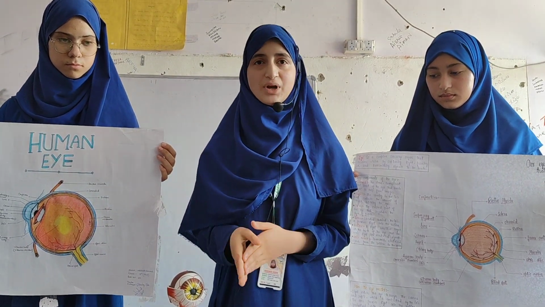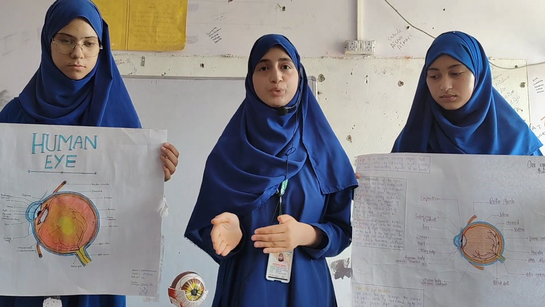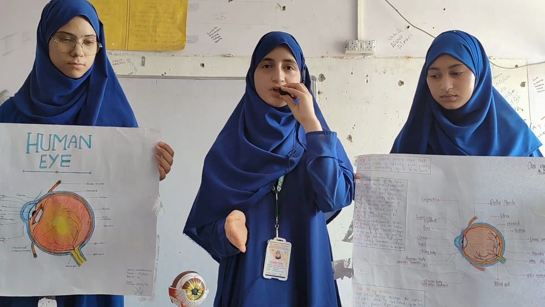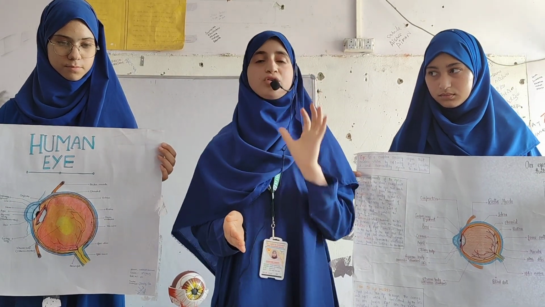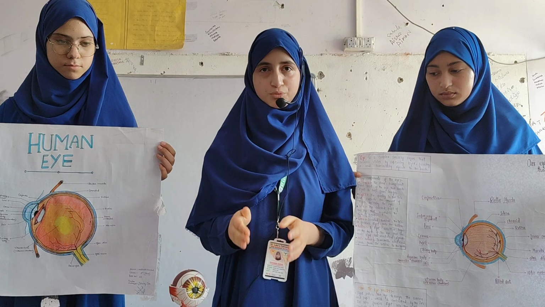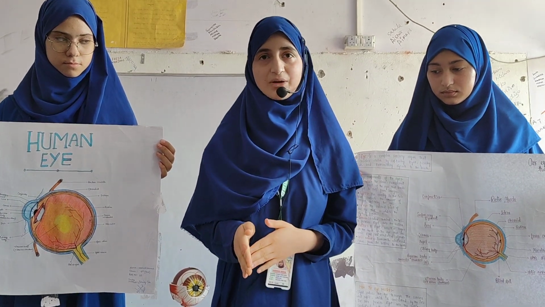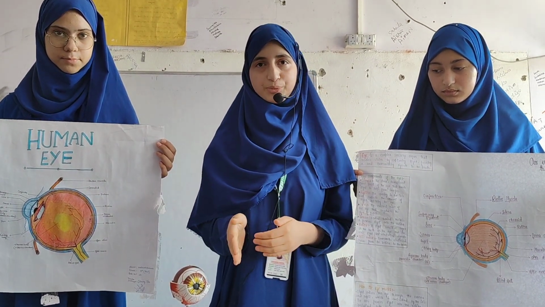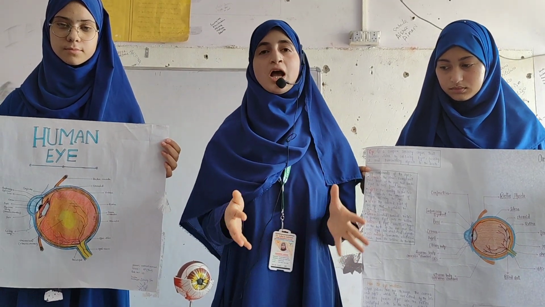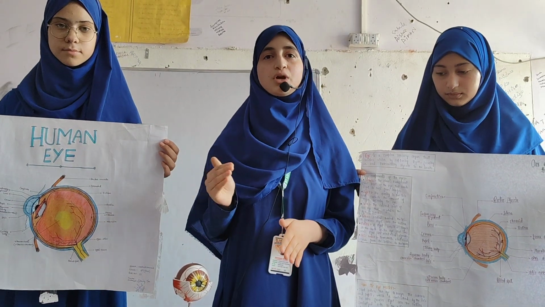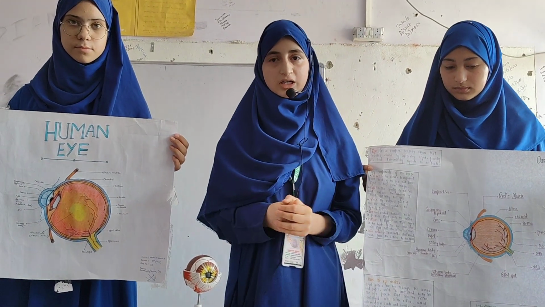Now another case arises if you go in a dark room such as a movie theater and you're searching for a seat. What does the iris do at that time? It increases or decreases the size of the pupil. At that time, the iris increases the size of the pupil so that a high amount of light is entered into your eye and you can see the things clearly.